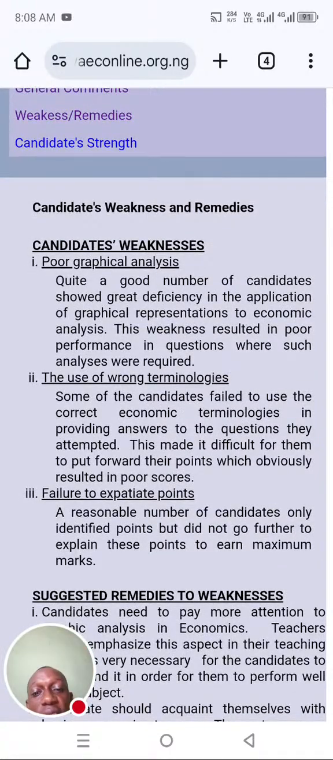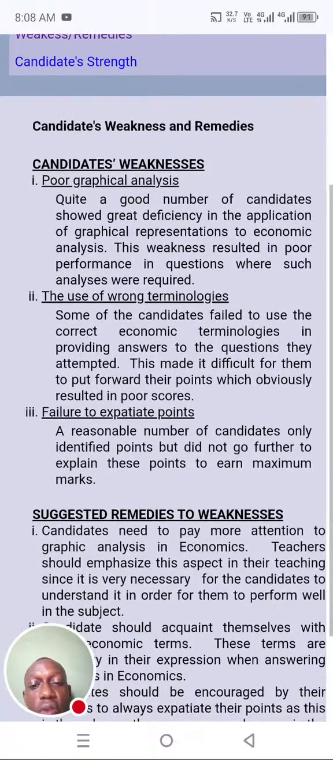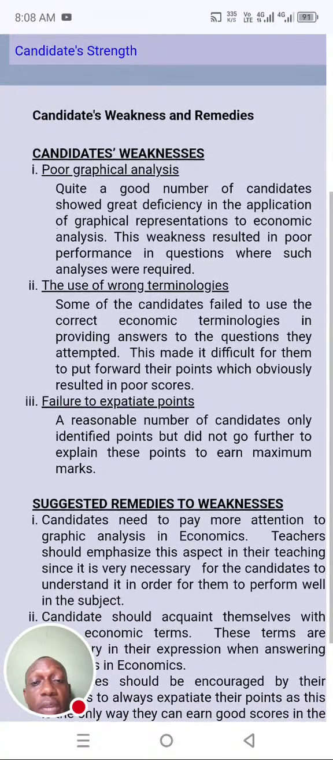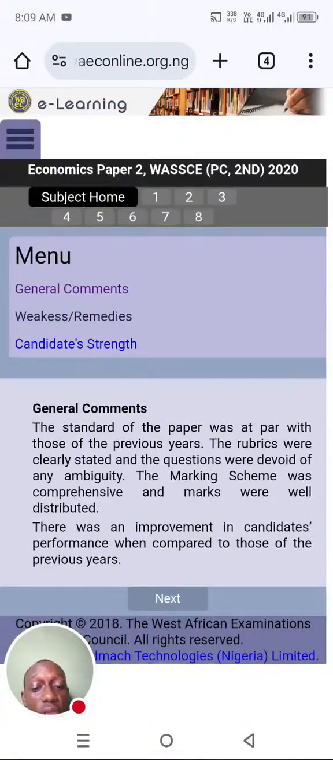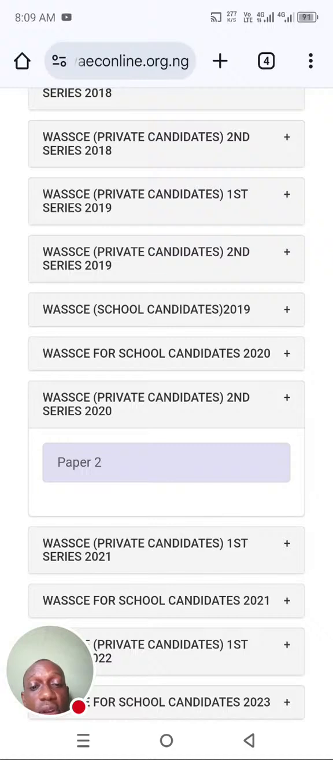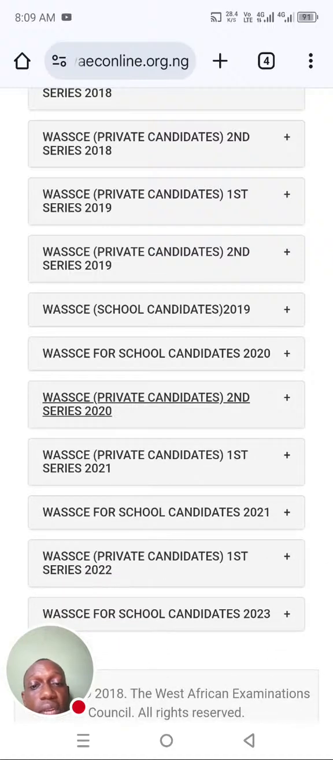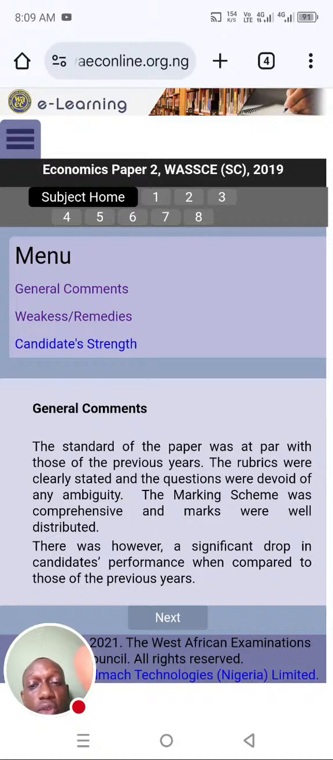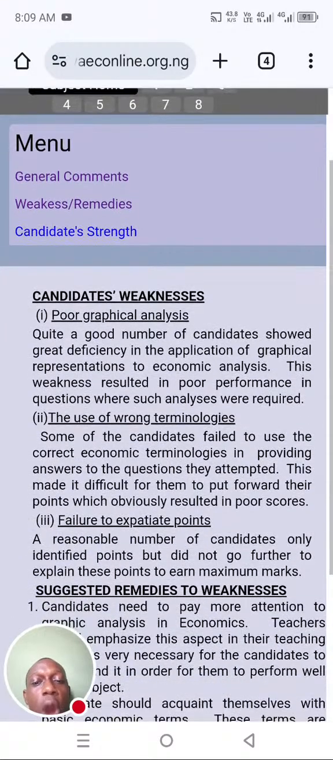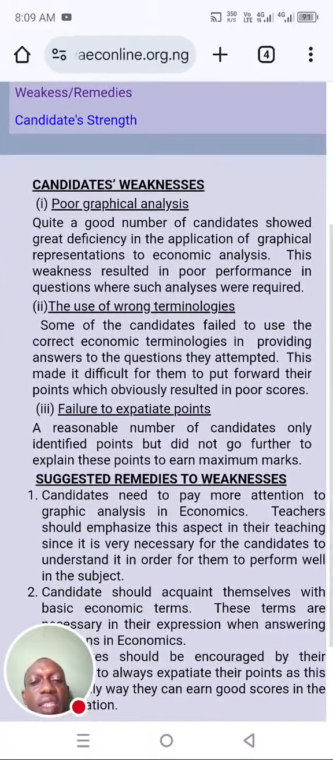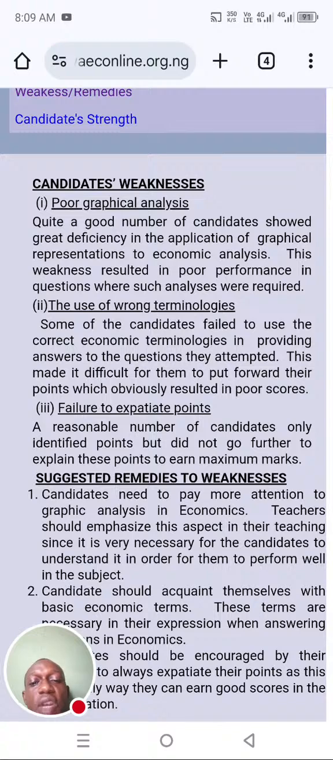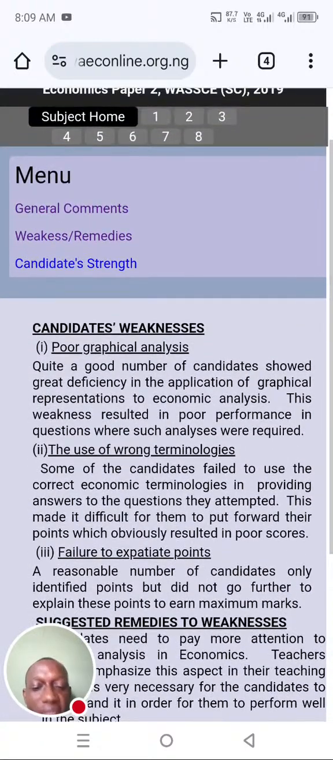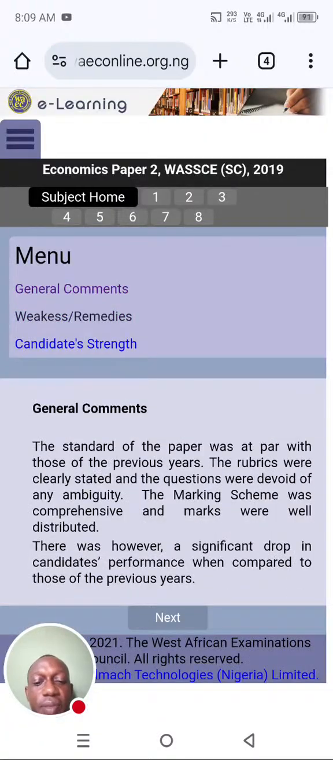Poor graphical analysis. The second one, the use of wrong terminologies. The third one, failure to expatiate points. Those are the things we discussed the other time. So let's go to another year. This is 2020. Let's go to 2019, paper 2. Let's go to weakness and remedy as usual. Wow. Poor graphical analysis, the use of wrong terminologies, failure to expatiate points. That's the same thing they are mentioning there, the same thing for 2020 and 2019.